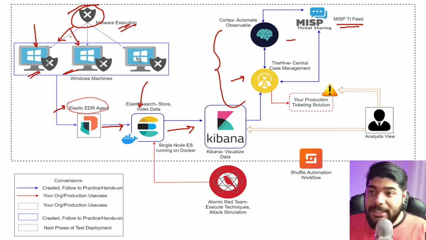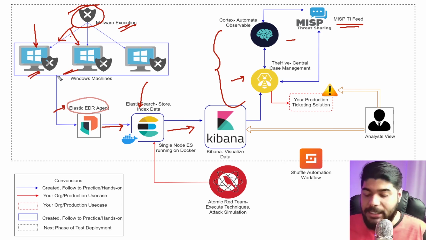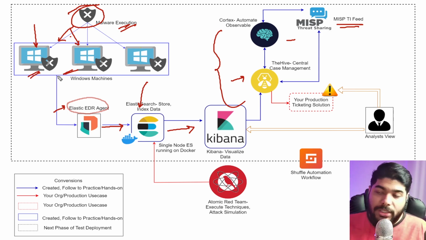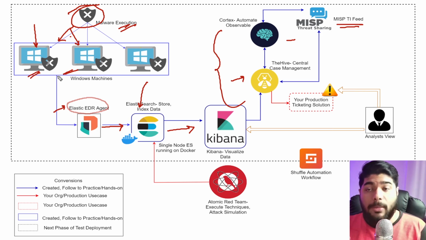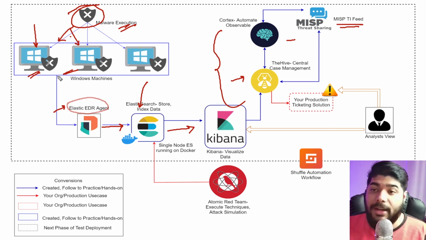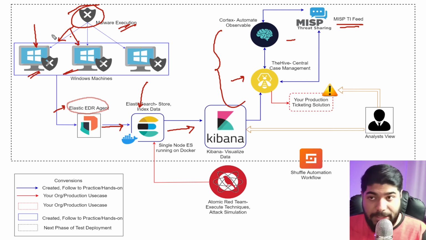But for today's episode, what is our main intention? We will explore the Fleet option that comes with Elastic, which I will show you in a second, which is a one-stop solution for managing all of your endpoint agents, right? So we will install the endpoint agents, we will configure the endpoint policies, and we will configure the Windows policies.